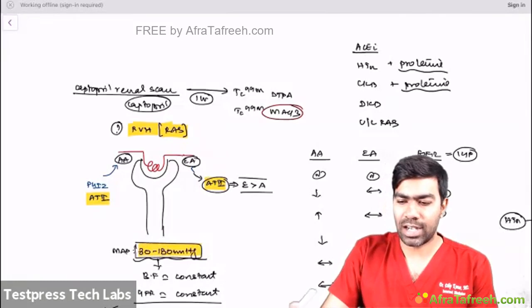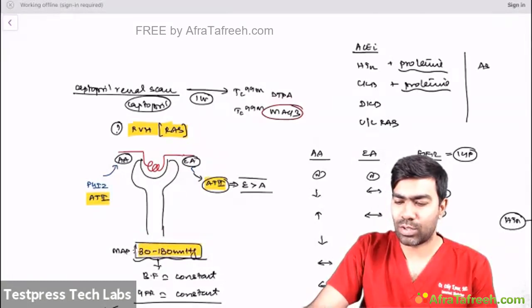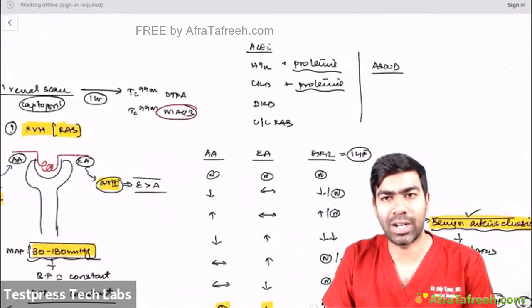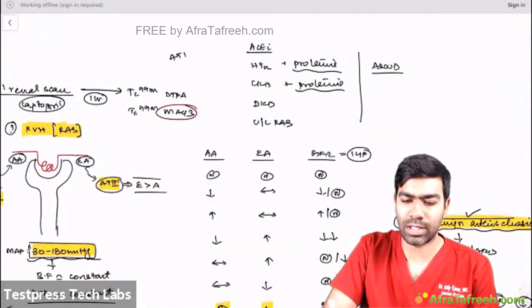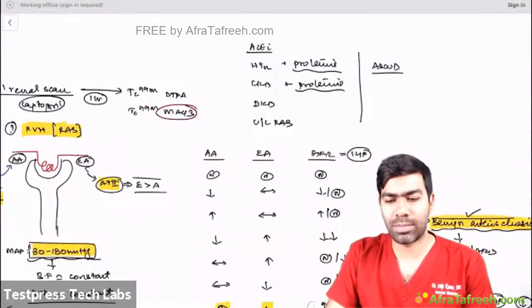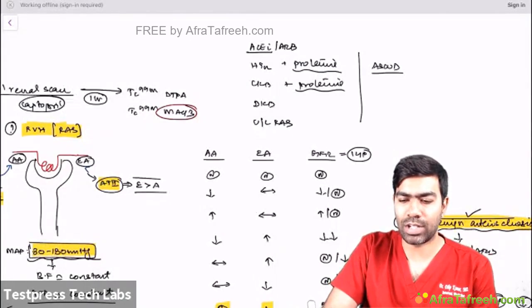Even in any other condition that produces ASCVD, atherosclerotic cardiovascular disease, it could be a stroke or a TIA, because ACE inhibitors are considered to be strongly anti-atherogenic. Angiotensin 2 is considered to be strongly atherogenic, whereas giving an ACE inhibitor or angiotensin receptor blocker can behave as an anti-atherogenic agent.